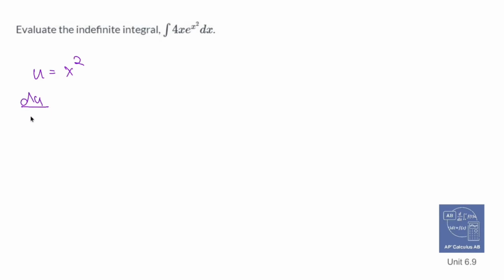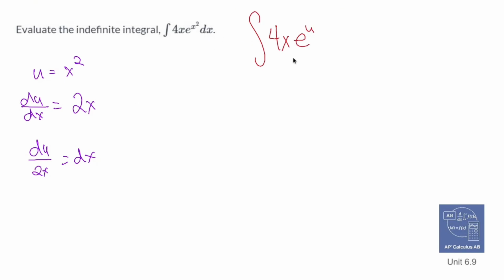Take the derivative of that, du dx is going to equal 2x. Flip-flop the dx and the 2x to get du over 2x equals dx. All right, let's put some stuff together. We have the integral of 4x e to the, let me see, u now. Instead of dx, I have du over 2x. Well, this is nice. The x's cancel out, which it needs to do. And then 4 over 2 simplifies to a 2, and we'll put the 2 out here. So I have 2 times the integral of e to the u du.